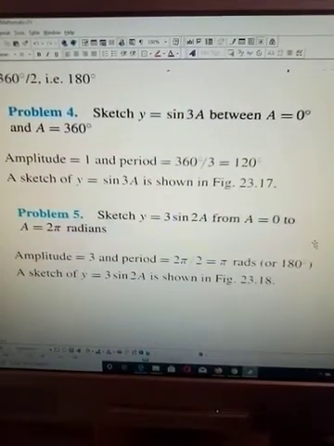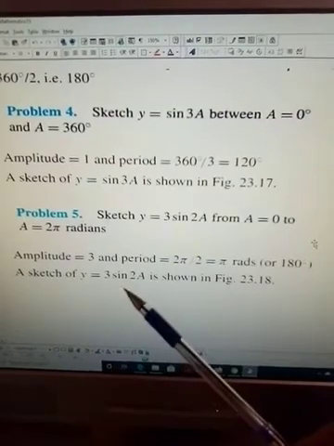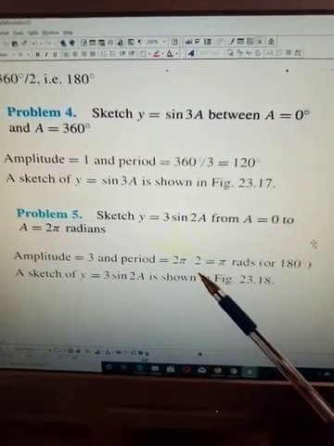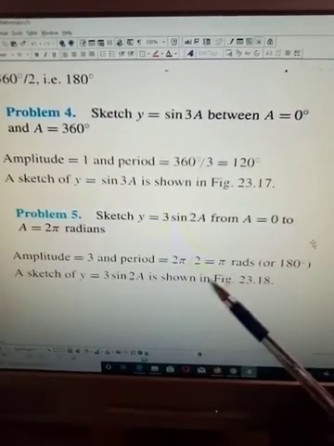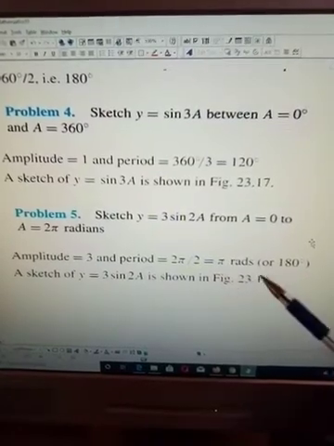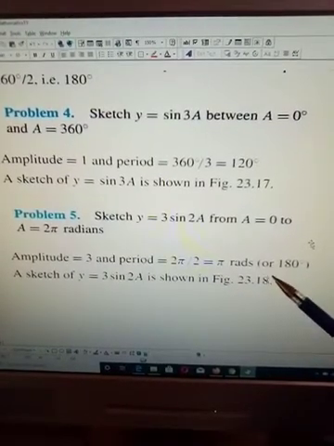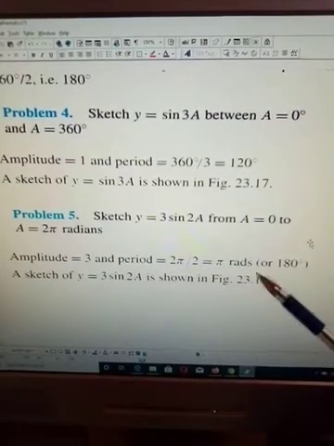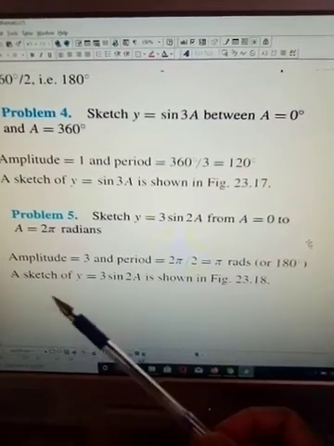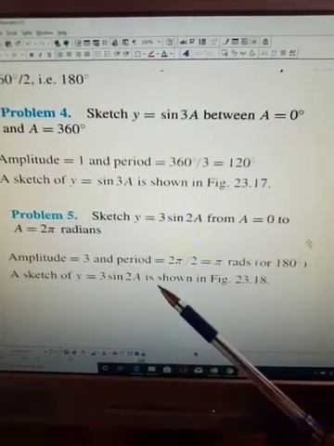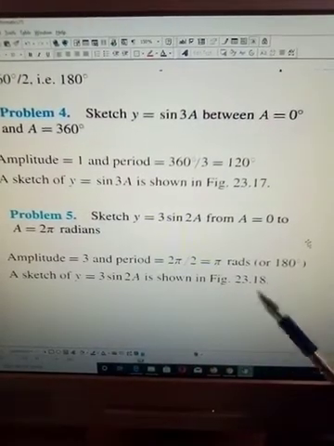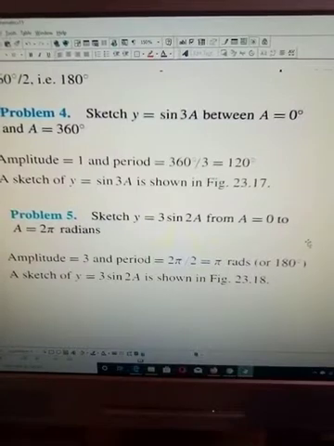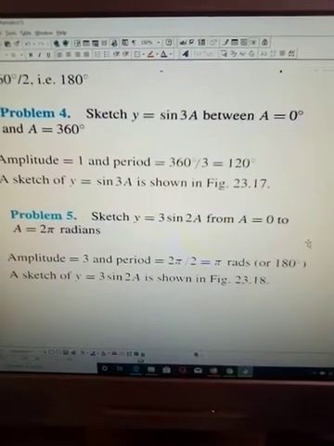Now, amplitude equals 3 and period equals 2 pi over 2 equals pi radians, or pi rads as we would say, or equals 180 degrees. Now remember that pi equals 180 degrees. A sketch of y equals 3 sine 2a is shown in figure 23.18. And please note that 3 sine 2a is simply in reference to the amplitude.